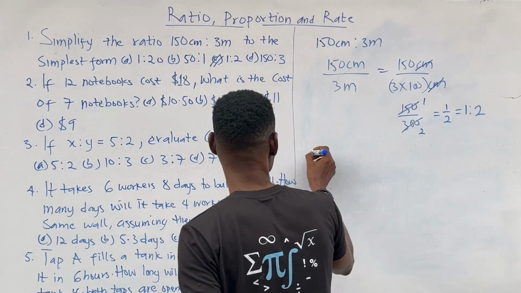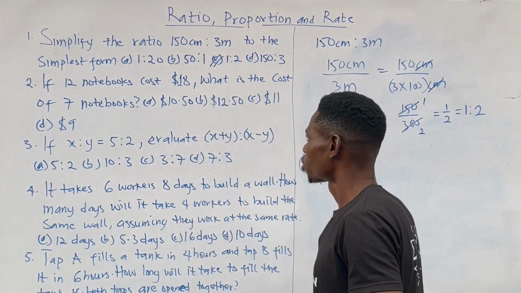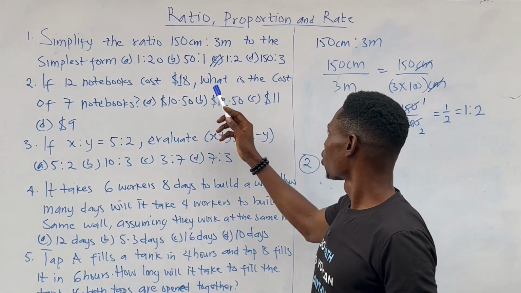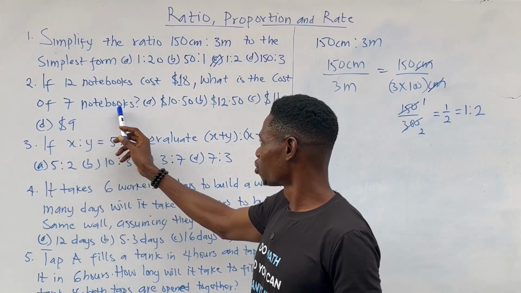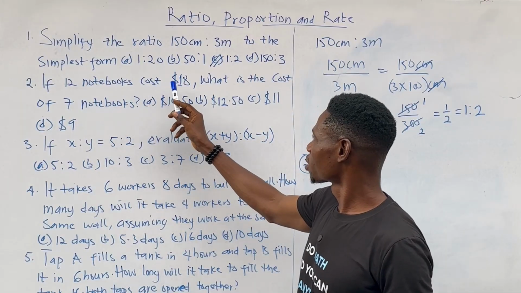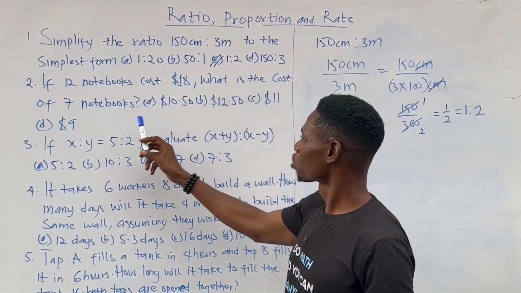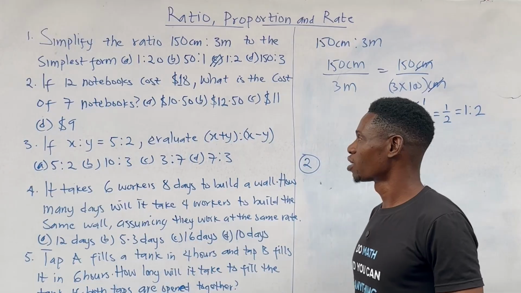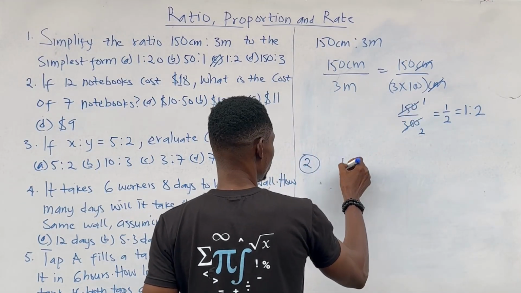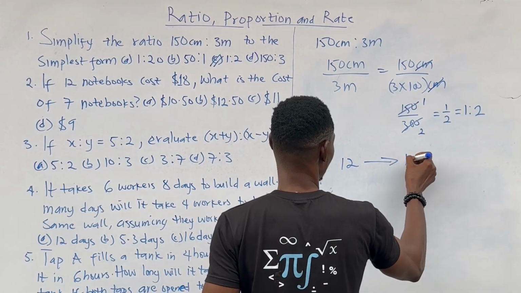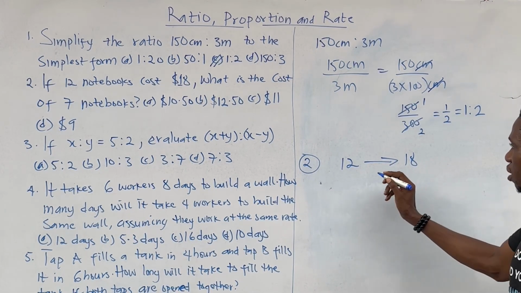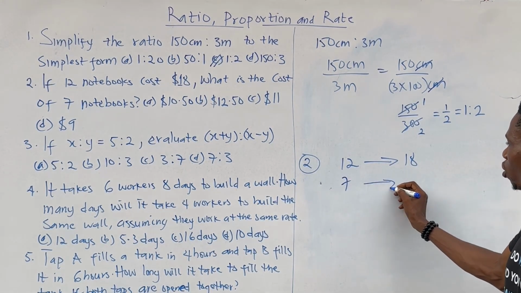For number 2, the question says, if 12 notebooks cost $18, what is the cost of 7 notebooks? Get it? Okay, so notebooks. 12 notebooks cost what? $18. So 12 notebooks cost $18. Now 7 notebooks will cost what?